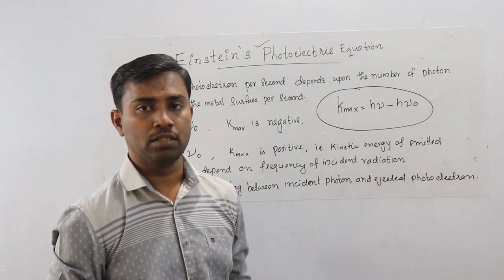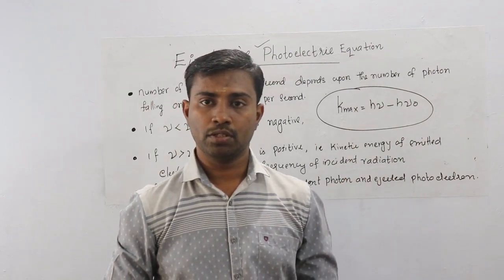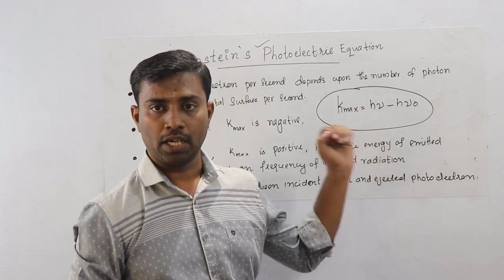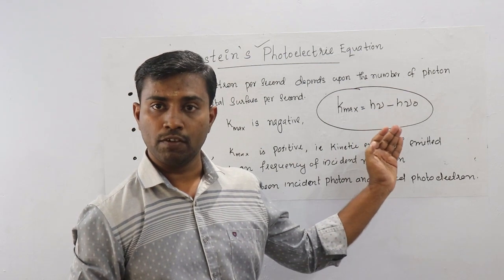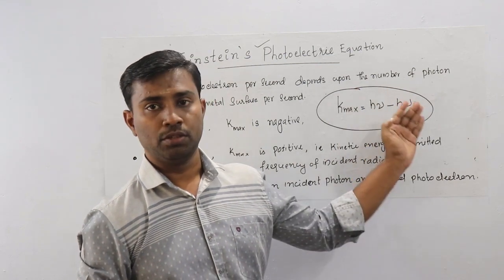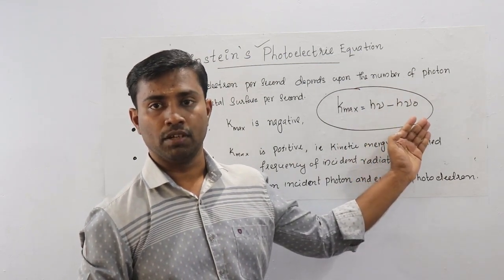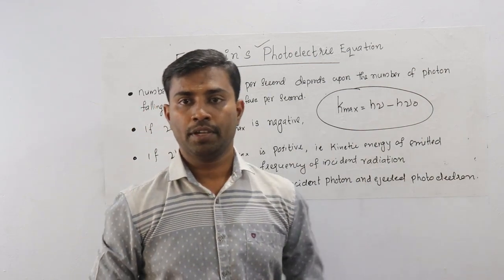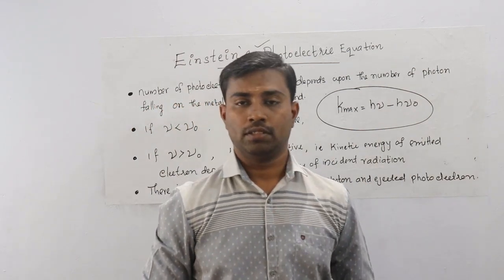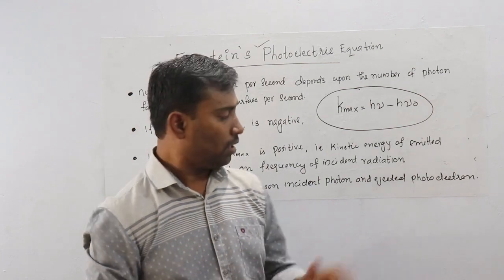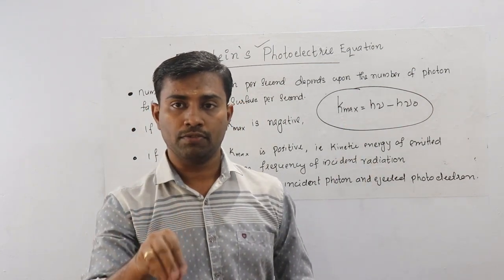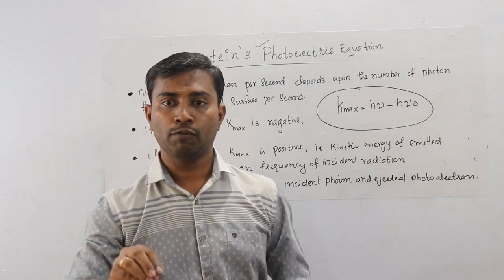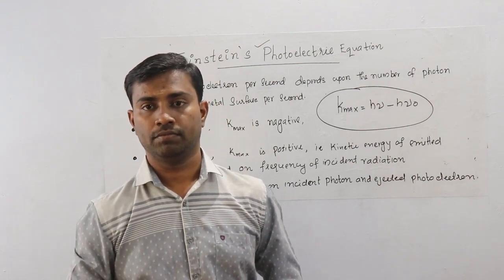K max equal to h nu minus h nu 0. K max is the maximum kinetic energy, h nu is the energy of the incident photon, and h nu 0 is the work function. So the first point from this equation: if one photon is incident on the metal surface, one photoelectron will be emitted.